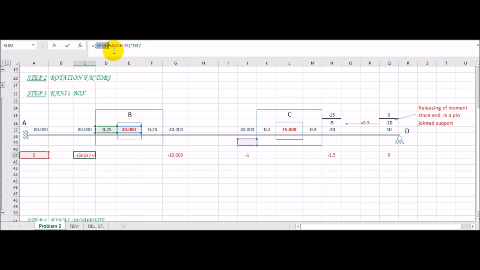I'll just fix them. Since I'm in Excel, I can take advantage of copy pasting them. Just a minute.